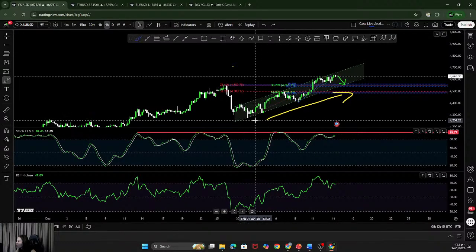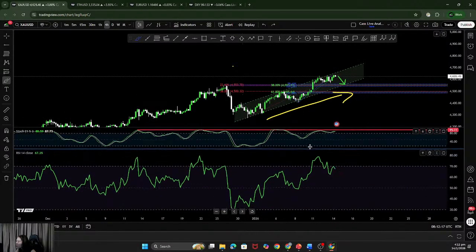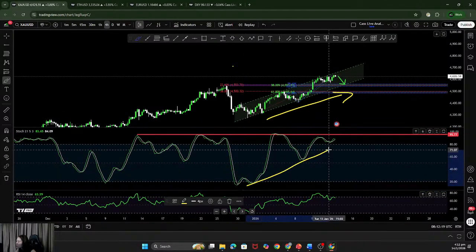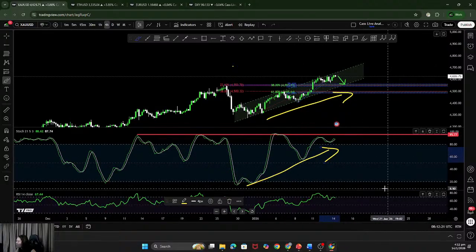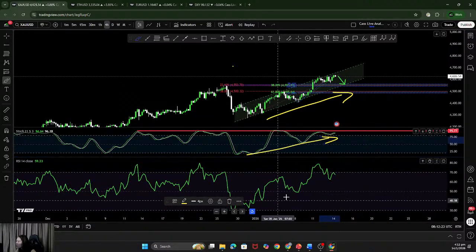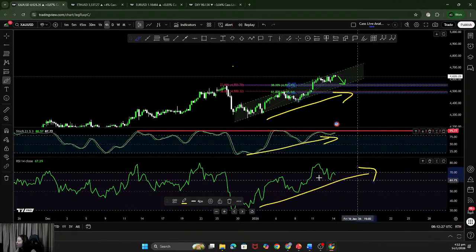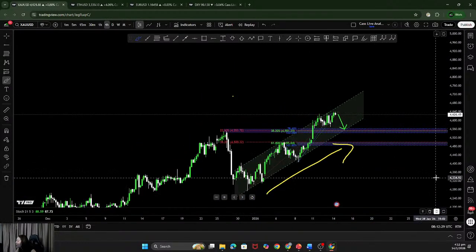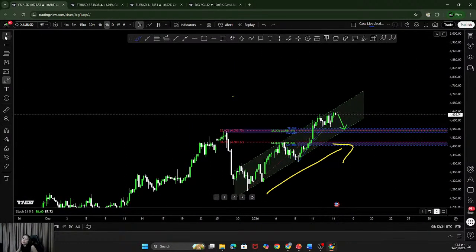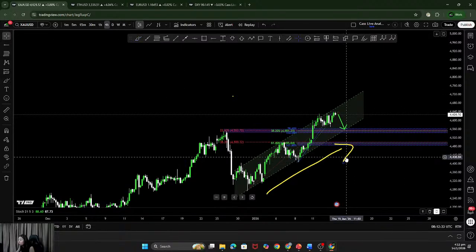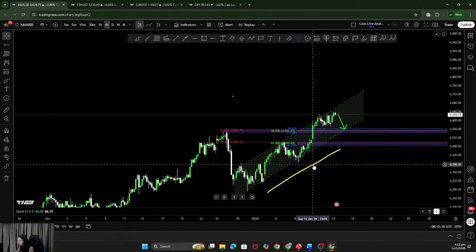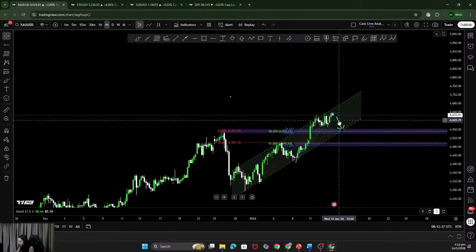Price is moving up, the oscillator is also moving up. Price is moving up, RSI is also moving up. So no confusion here, no divergence here. So far, everything is looking a little too good, if I'm being honest.